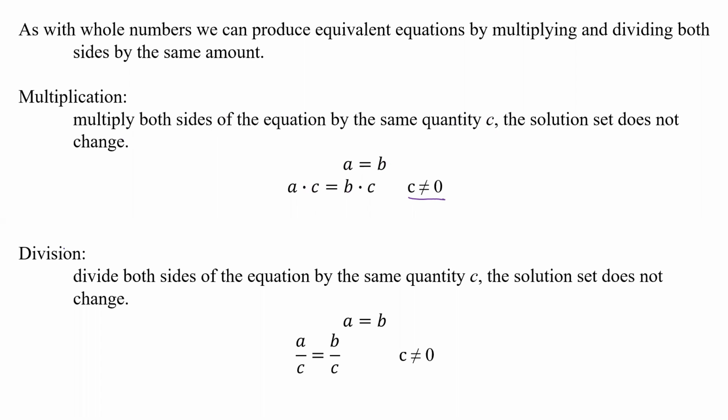Now dividing works the same way. We divide both sides of the equation by the same quantity C. Again, the solution set does not change. So if we start with A equals B, we can divide by C. Again, C cannot equal 0. Here it really cannot equal 0 because we can't divide by 0. And then we have equivalent equations.